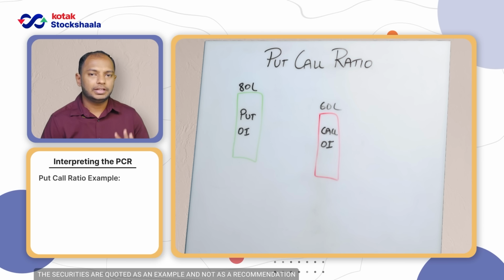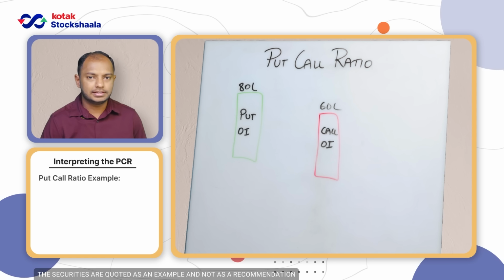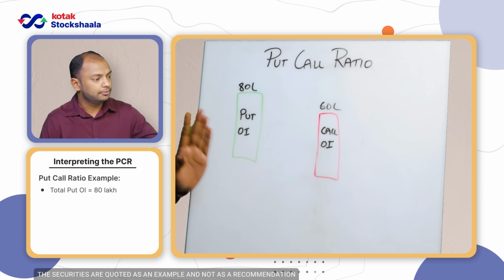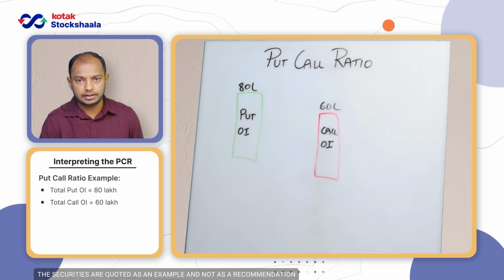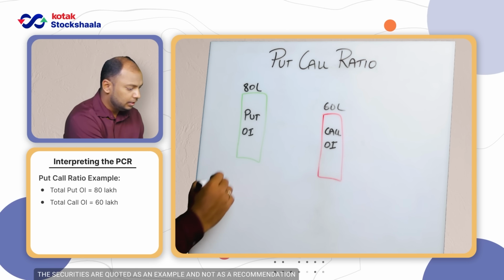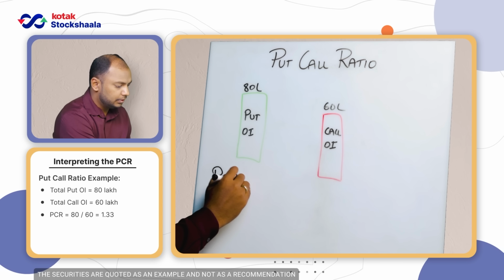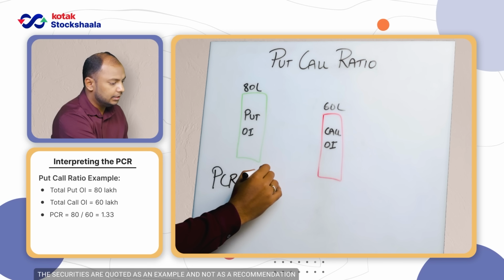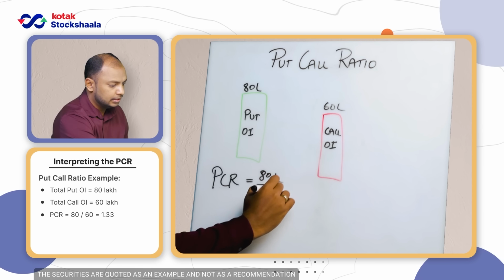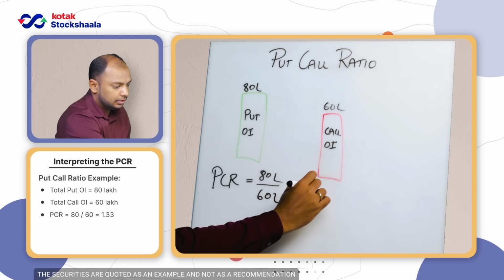So here I've taken a very simple example with only a single strike on either side. For the put OI, we have 80 lakh contracts, whereas for call OI, we have 60 lakh contracts. Now how do we calculate the put-call ratio? It's very simple. We go with the formula PCR equals total number of puts, that is 80 lakhs, divided by the total number of calls, that is 60 lakhs, which is 1.33.